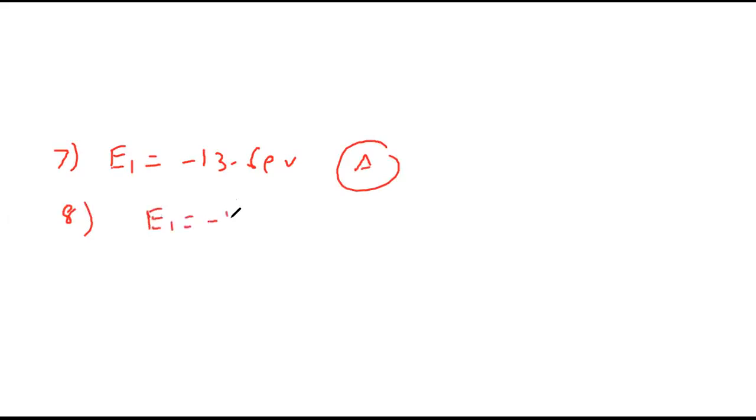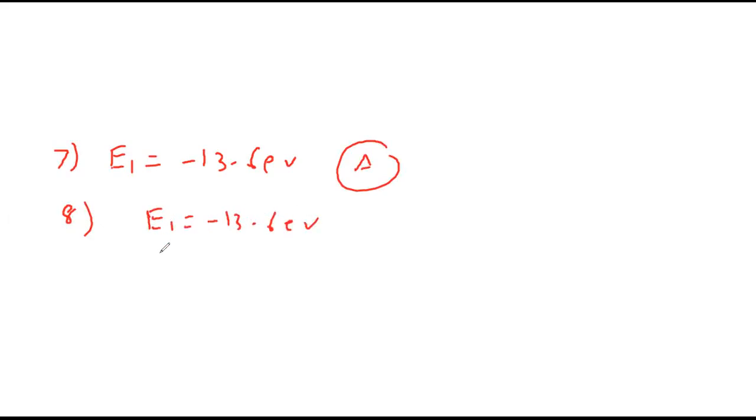Total energy of electron orbiting around the nucleus in ground state, ground state means first orbit, is minus 13.6 electron volts. So A, negative, less than 0. Energy in the lowest orbit means first is minus 13.6.